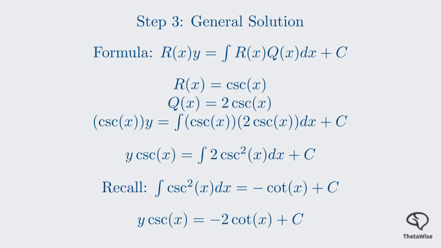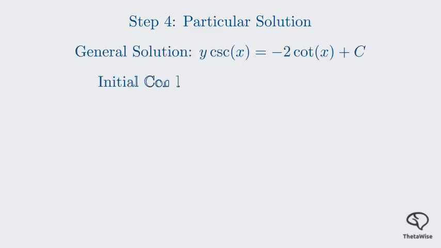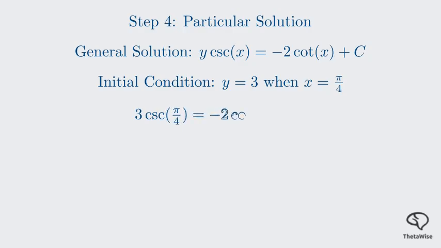To find the specific curve we're looking for, we need to use the initial condition. We have the general solution. Now for the final step of finding the particular solution. The question provides the condition, y equals 3 when x equals pi over 4. We will substitute these values into our general solution. Plugging in y equals 3 and x equals pi over 4, we get 3 times cosecant of pi over 4 equals negative 2 times cotangent of pi over 4 plus c.